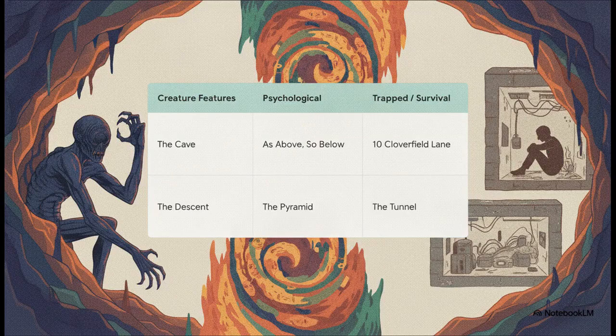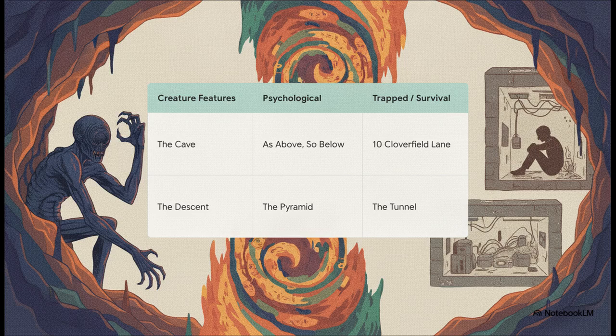So, media usually dumps our underground nightmares into 3 pretty distinct buckets. First up, we've got creature features. Movies like The Descent or The Cave strip away all our upper world advantages and basically pit us against nightmarish predators. Like blind crawlers perfectly adapted to the pitch black.